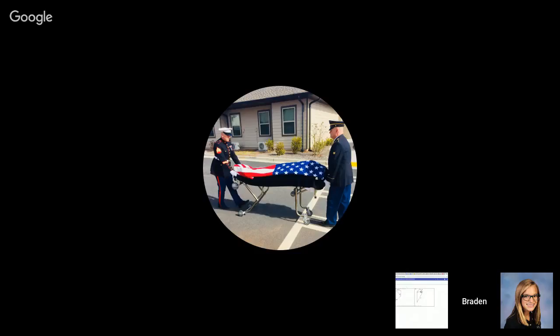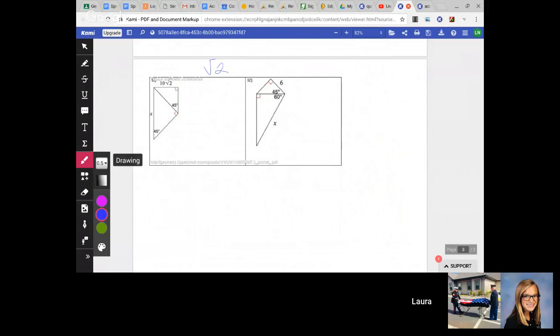Root 2. Yes. So we're either going to be multiplying or dividing by root 2. So the top triangle has a measurement on it. So that's where we start because we have a number to work with. If we can find this piece that the two triangles share, that'll help us know something about that bottom triangle. So in the top triangle, 10 root 2.